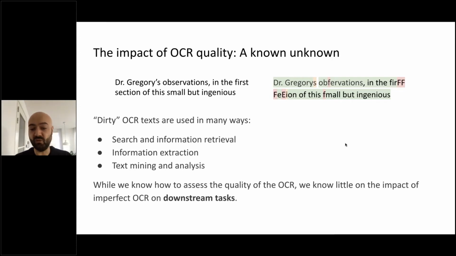So while we know quite a bit about how to assess the quality of the OCR in terms of the discrepancy between those two versions that you see above, we know much less about the impact of non-perfect or dirty OCR in these so-called downstream tasks, right? So things that we do afterwards, automated usually, that make use of an OCR text. So the impact of OCR quality on those tasks is a known unknown, in the sense that we know that we don't know much about it.